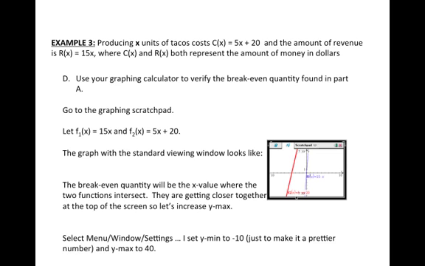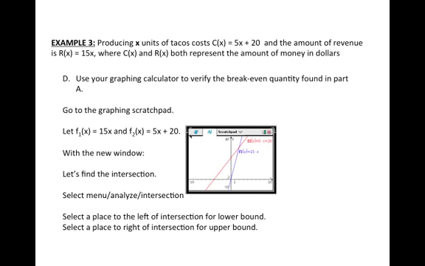So select Menu, Window, Settings. I set y min to -10 just to make it a prettier number. You don't have to, but I did. And y max to 40. And here's the picture I got. Yay, I can see the intersection.